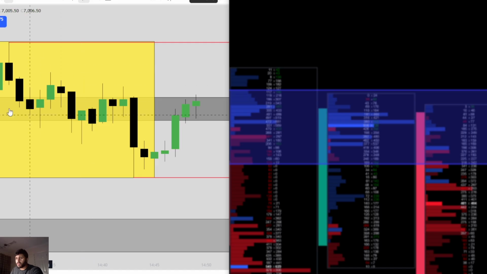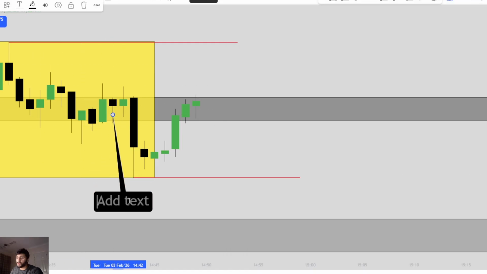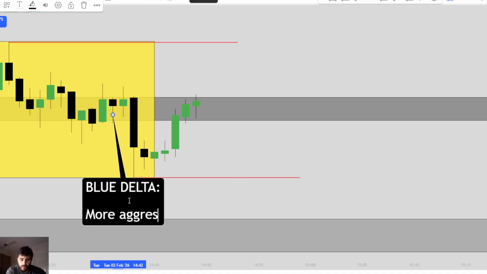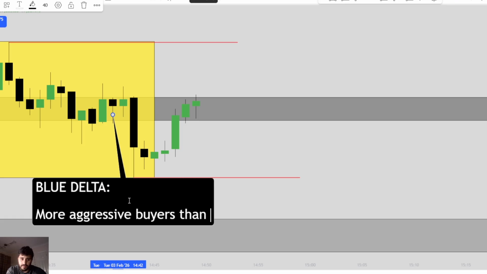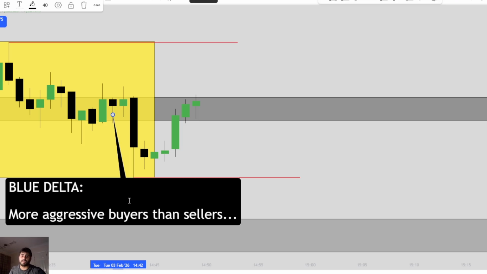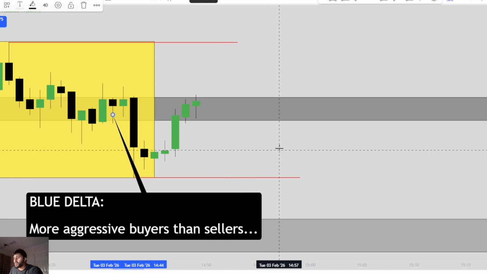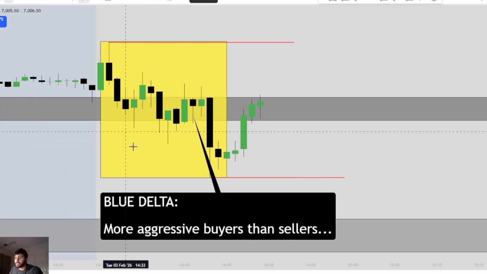So what was going on here specifically? This is blue delta. Now, what does blue delta mean? Blue delta just means that there are more aggressive buyers than sellers. It's as simple as that. That's what's happening at this key level.